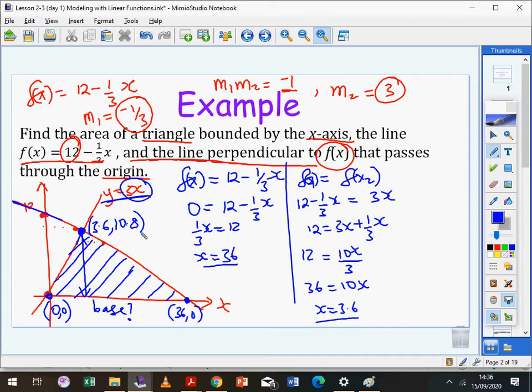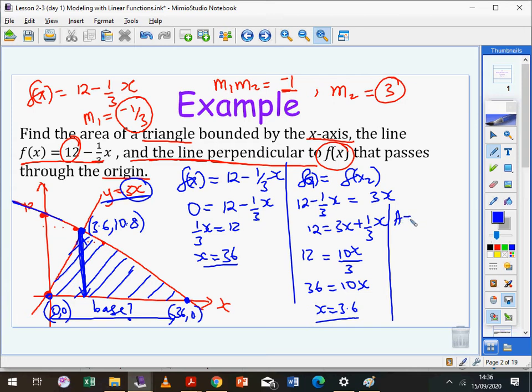Alright, so I know the base of the triangle. I know the base is going to be 36 because this x distance from this point to that point is 36. The height of the triangle is going to be the y distance from this point to that point. That's also 10.8. I can use those two values to find the area of the triangle.